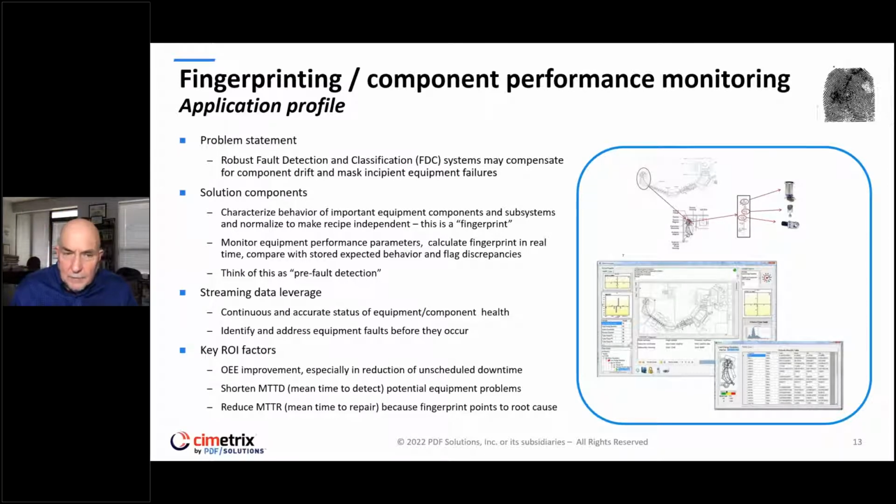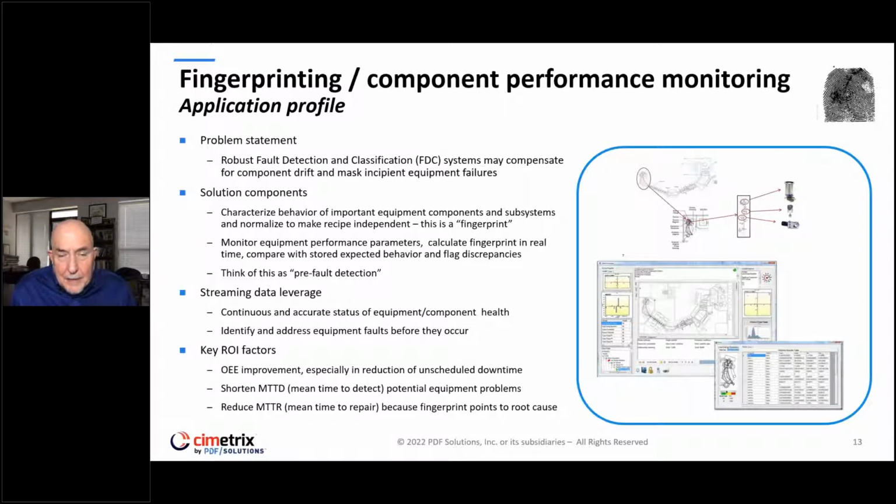In real time, you'd be monitoring the performance parameters for each of those subsystems, calculate that fingerprint in real time. It might be a simple linear formula. It might be a multivariate specification. Who knows? It depends on the complexity of the device. But you calculate that fingerprint in real time, compare with the stored expected behavior that you have, and then flag the discrepancies. So this gives you an idea of where you might have drift that would cause a fault down the road that you could catch ahead of time. And so you can think of this as sort of pre-fault detection.